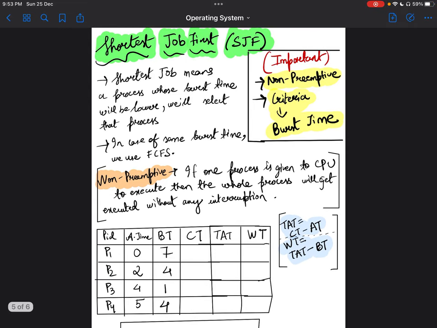Hello guys, I'm back with another video on operating systems. So we'll do the numericals.